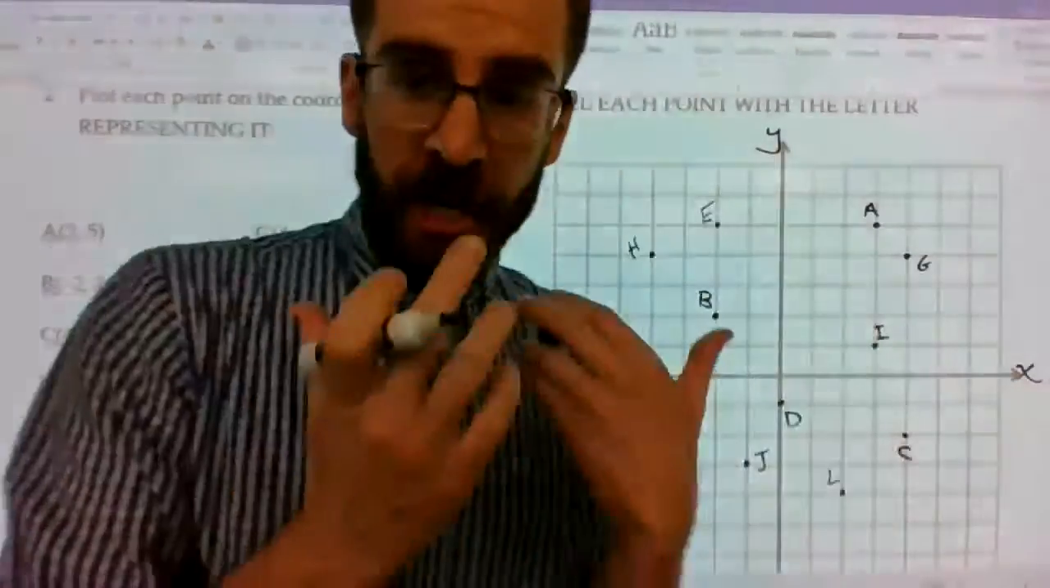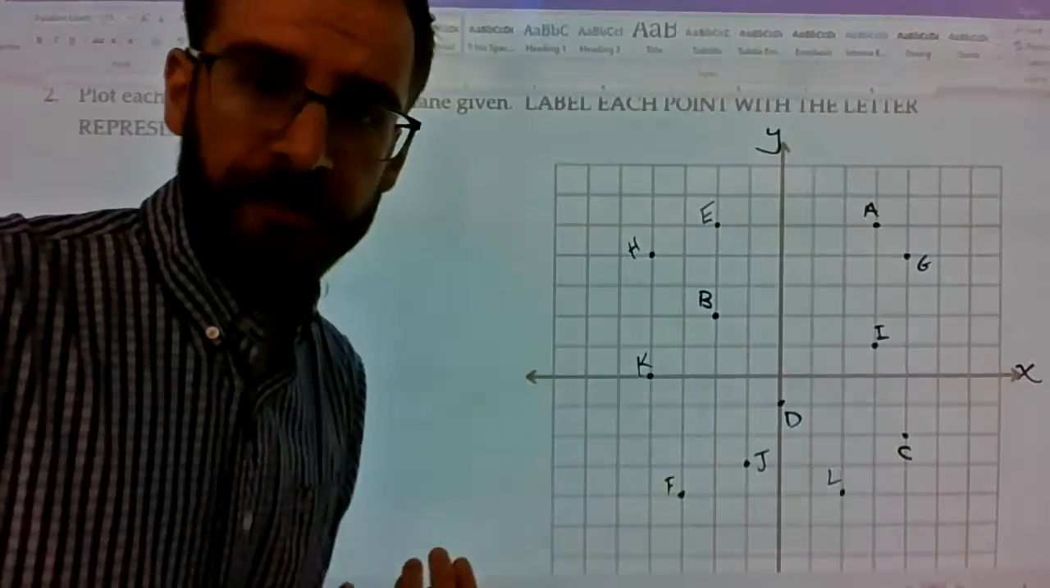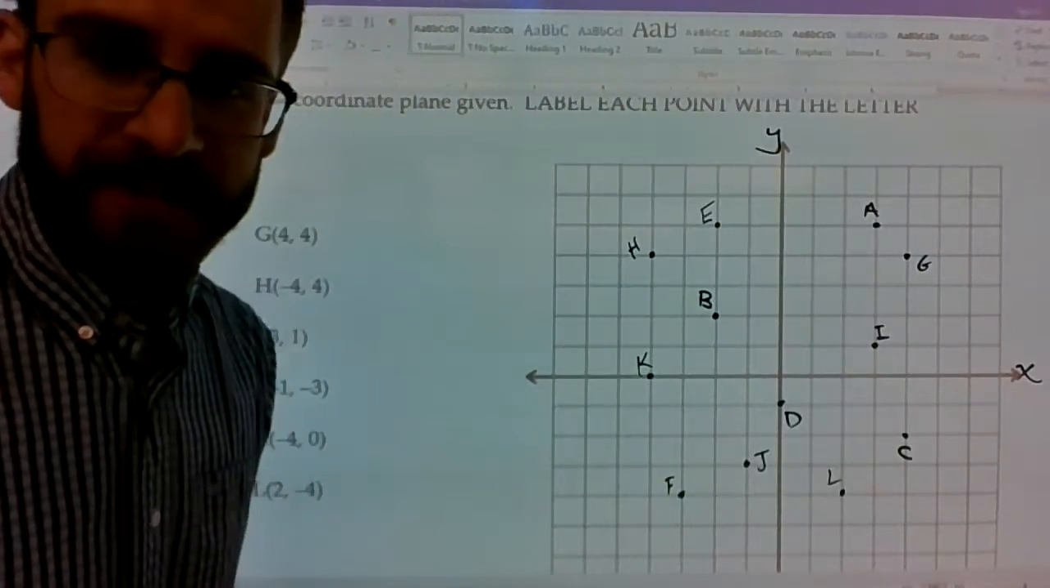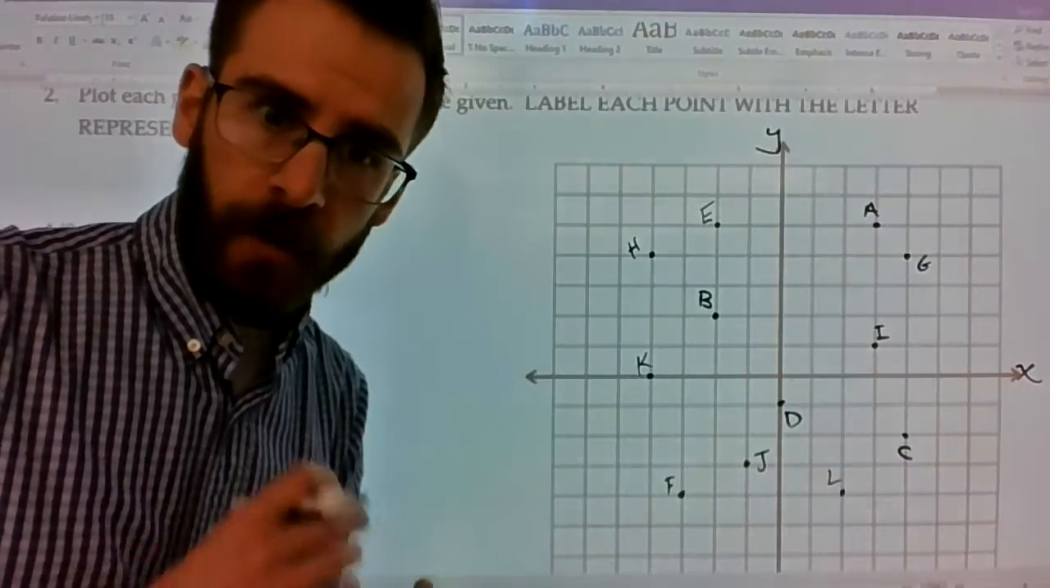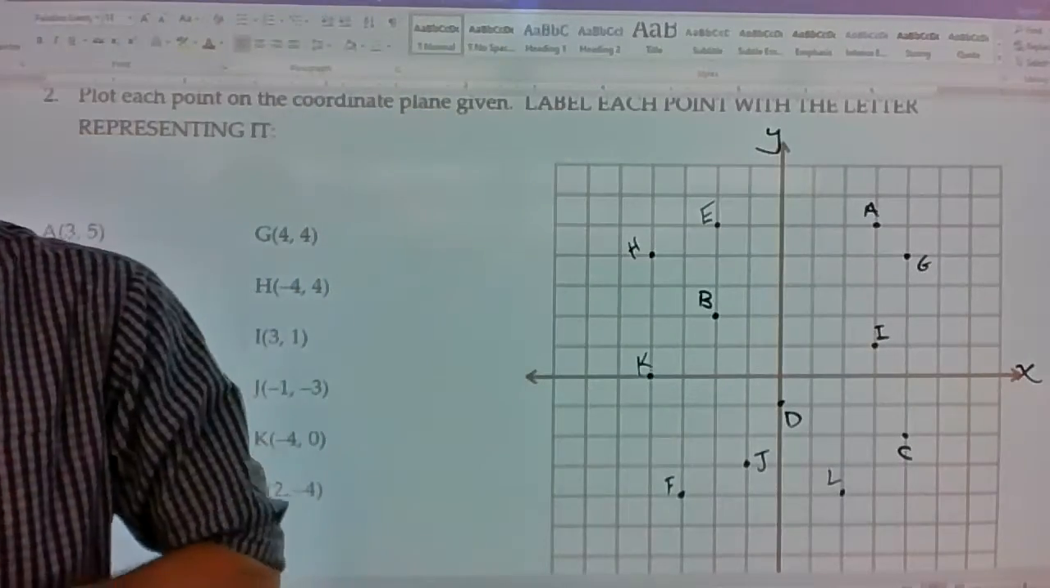So see, check your work. Are you reversing the ordered pairs? That's a common mistake, but it's a huge fundamental mistake. So make sure we're adjusting. Check your answers and adjust.